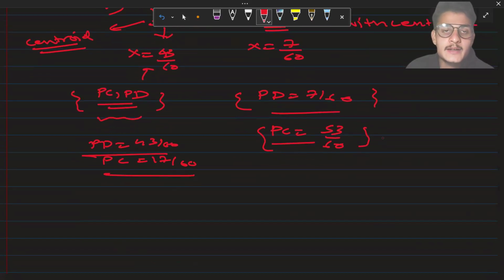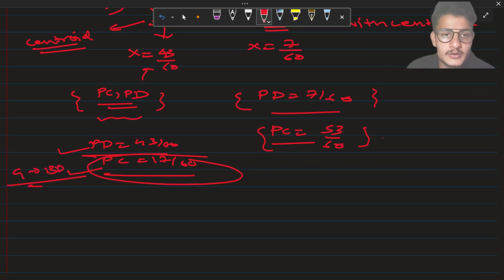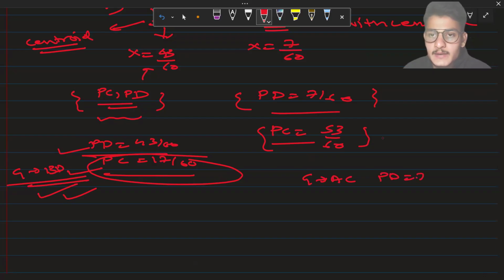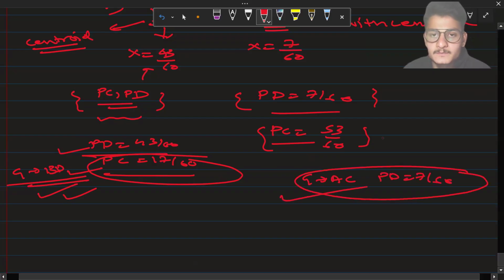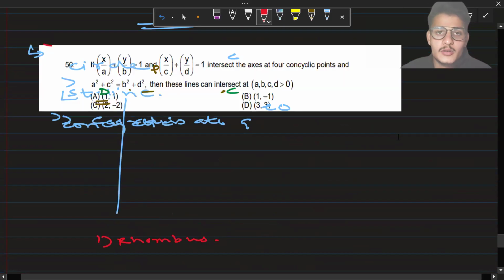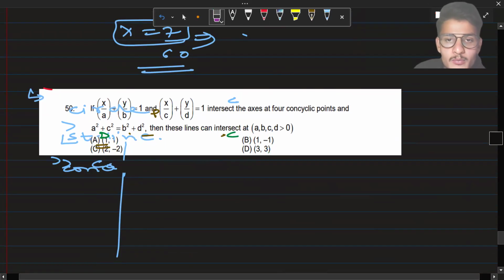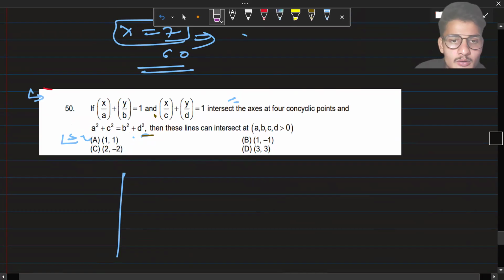So we will see that when the centroid is lying on the BD, the PD becomes this. So in the option, this is given as PC with the centroid on the BD. So this option is correct. And this one also says that when the centroid is on AC, the PD value is 7 by 60. So this option is also correct. Okay. Try it on your own. If you find some problem, you can comment in the comment section, or revisit the lecture to understand these concepts.